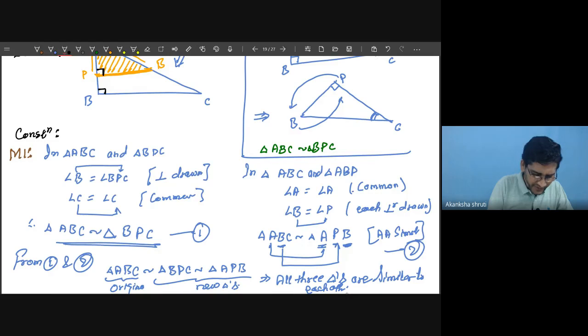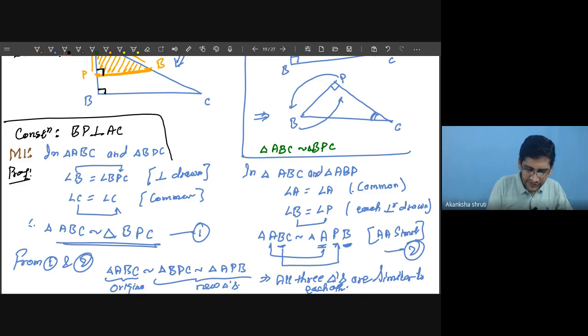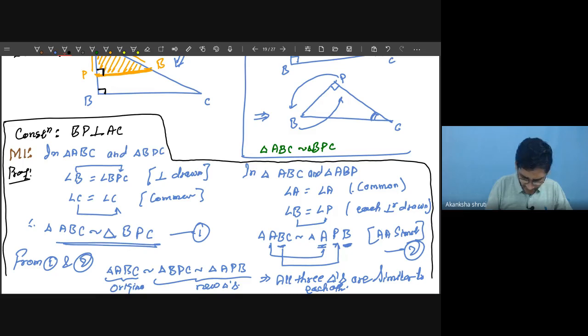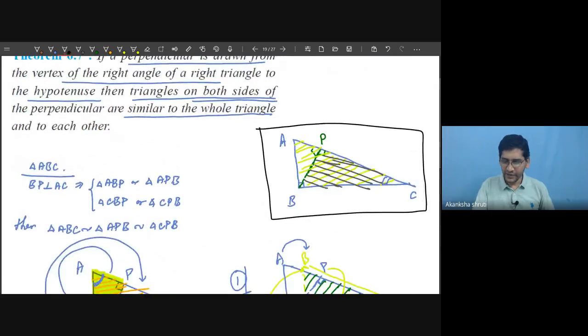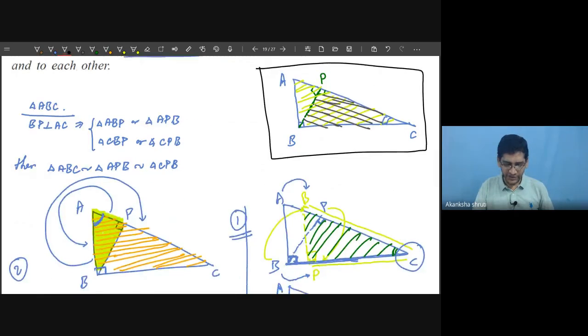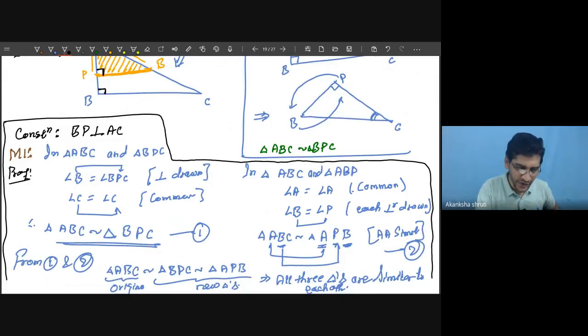Construction: BP perpendicular on AC. This construction. Then you have to start with the proof. So you have to write everything written here in this part. Coming to this part, this will continue. This much you have to write. This figure you have to draw. BP construction you have to do. Then you have to write this much part.